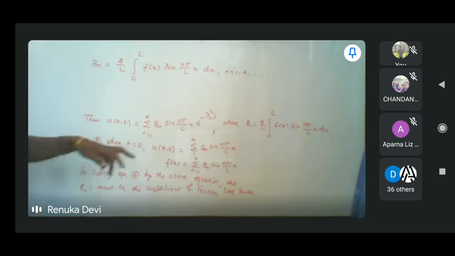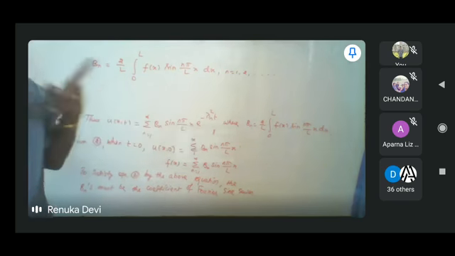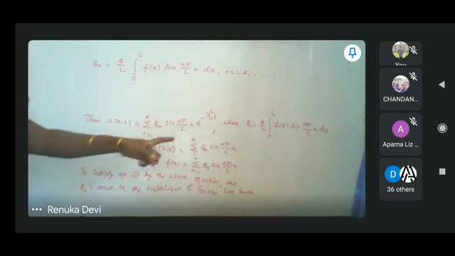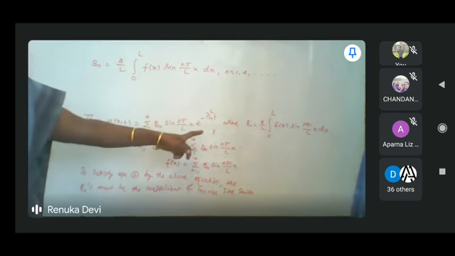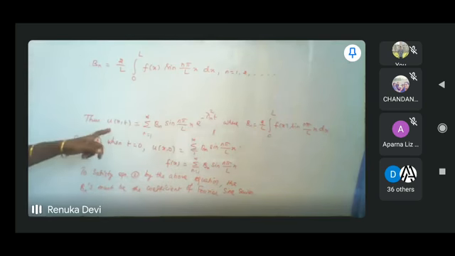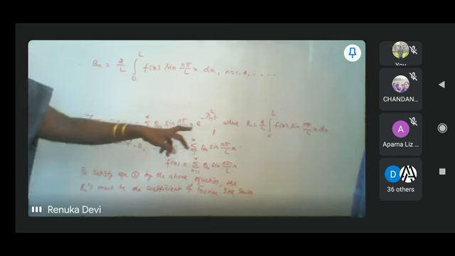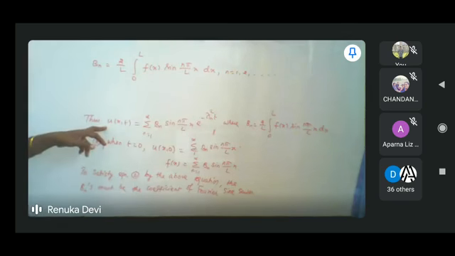Actually, when t tends to infinity, where t is time, e raised to minus infinity is 0. Therefore, this tends to 0. So u of x comma t will become 0. That is, the rate of decay increases with n. That is the meaning. What is u? u is the temperature. When time tends to infinity, the temperature tends to 0.